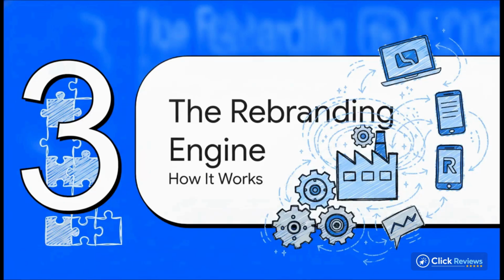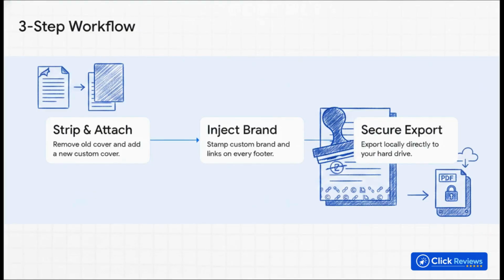Okay, Section 3. Inside the rebranding engine. We know what it promises, so let's see how this software claims to actually build your rebranded assets. The vendor outlines a highly focused 3-step workflow that's basically meant to replace all those miserable hours of Acrobat labor. Step 1, the engine automatically slices off that outdated page 1 cover and cleanly slaps on your new custom cover. Step 2, it takes your brand name, copyright text, and promo links and seamlessly stamps them across the footer of the entire document. Step 3, it exports the finished, market-ready PDF directly back to your hard drive.